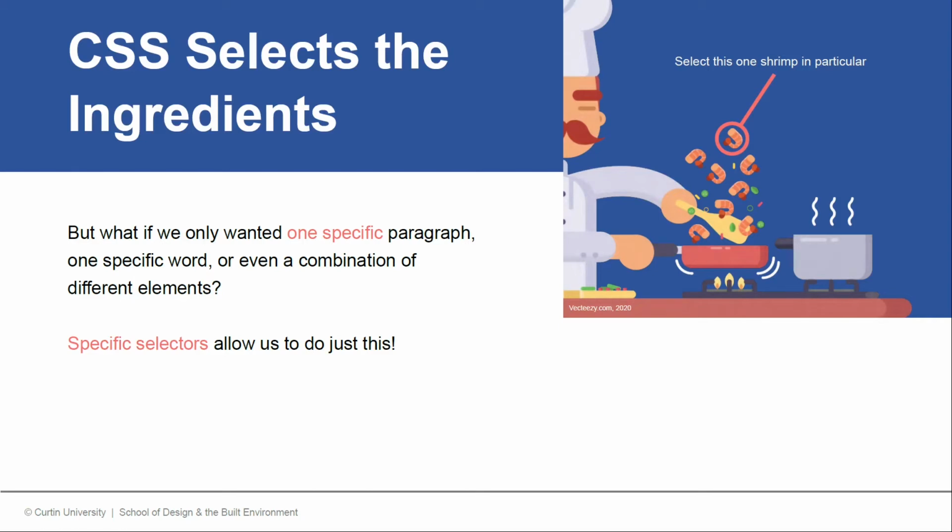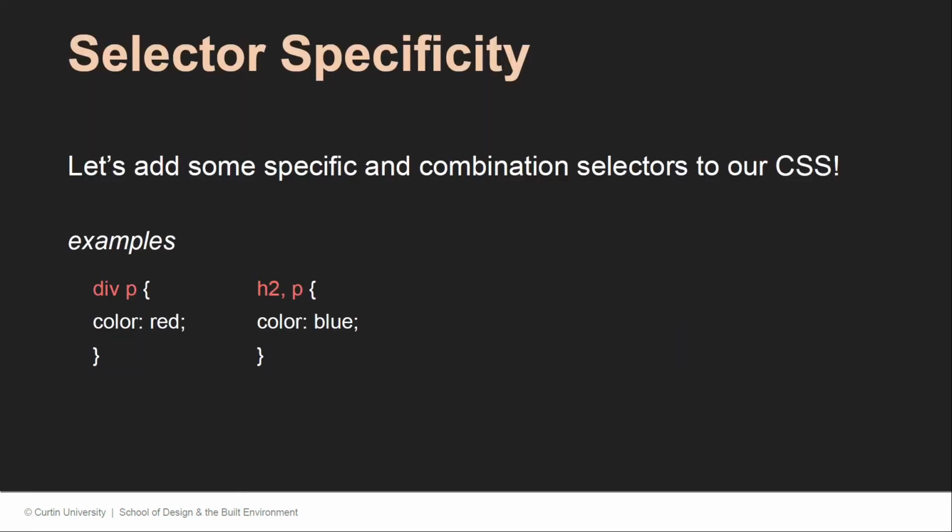But what if we only want one specific paragraph or one specific word, or even a combination of different elements to have the same rule or have different rules? Well, then we use things called specific selectors, and there's a lot of different ways to specifically, for example, select one letter in a paragraph or one paragraph out of 50, and so on. So here's the next place that if you want to pause this video here and move on to the second code tutorial where we'll look at combination selectors and the parent-child selector elements.